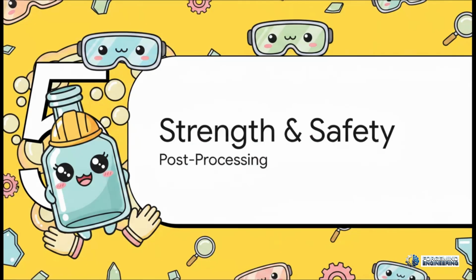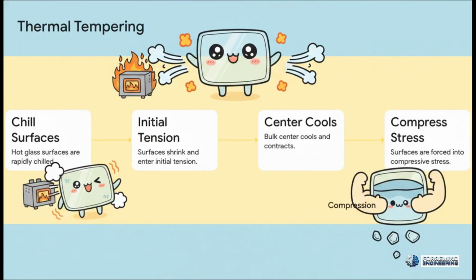Moving to Section 5, Engineered Strength and Safety. Thermal tempering is just a brilliant, rapid physics problem. Here's how it works. First, hot glass surfaces are rapidly chilled. Second, those surfaces shrink and enter initial tension. Third, the bulk center cools down and contracts. And finally, the outer surfaces are forced into severe compressive stress. If this tempered glass ever breaks, all that high stored energy causes it to safely shatter into small, blunt pieces. This specific breakage pattern is a critical safety standard, drastically reducing laceration hazards when our operators are handling damaged batches out on the floor.